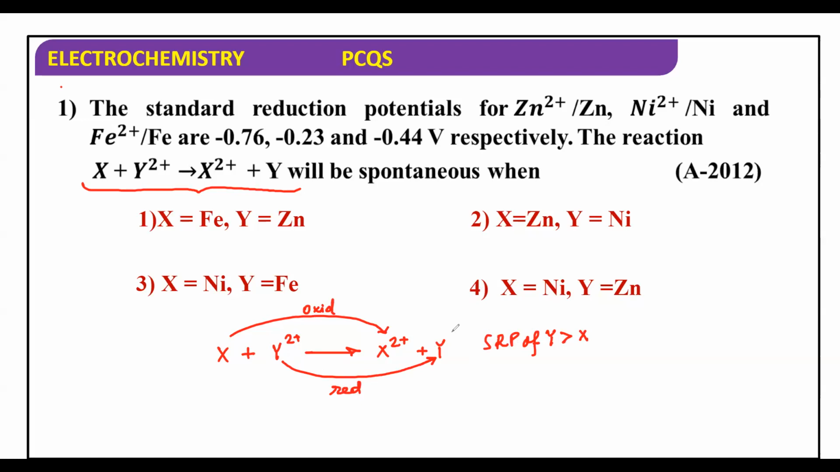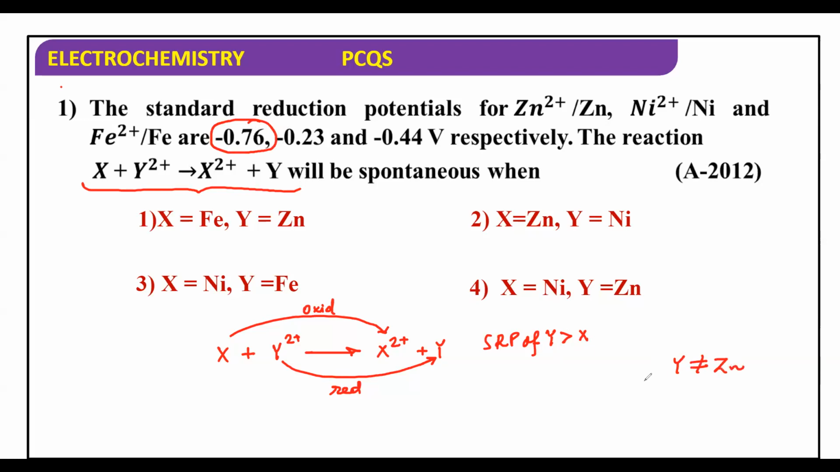So what are the options that we can have? SRP of Y, that means Y आपके पास क्या क्या हो सकता है? Should be greater. X should be smaller. तो Y तो zinc नहीं हो सकता ना? Does this make sense? Yes or no? Y is -0.76, right, for zinc, and it is saying Y should be greater. So ये तो सबसे smallest value है. Fine. So you can say that Y is not equal to zinc.